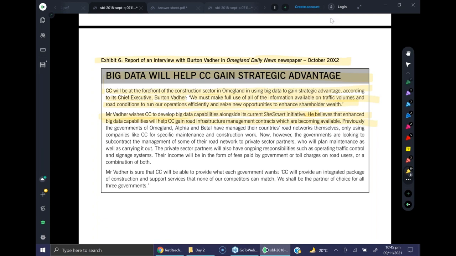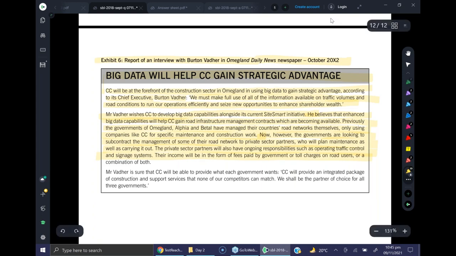Previously, the governments of Omagland, Elfia, and Beetle have managed their countries' road networks themselves, only using companies like CC for specific maintenance and construction work. Now, however, the governments are looking at subcontracting the management of some of their road network to private sector partners who will plan maintenance as well as carrying it out. The private sector partners will also have ongoing responsibilities such as operating traffic control and signage systems. Their income will be in the form of fees paid by government or toll charges on road users or a combination of both.